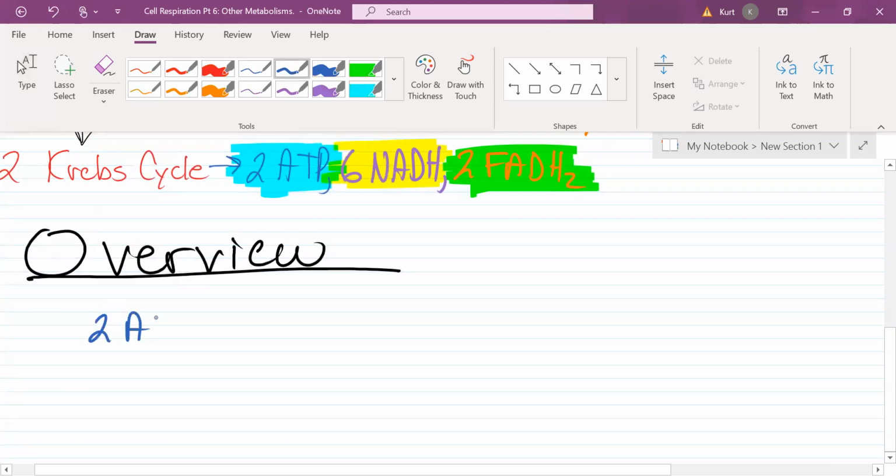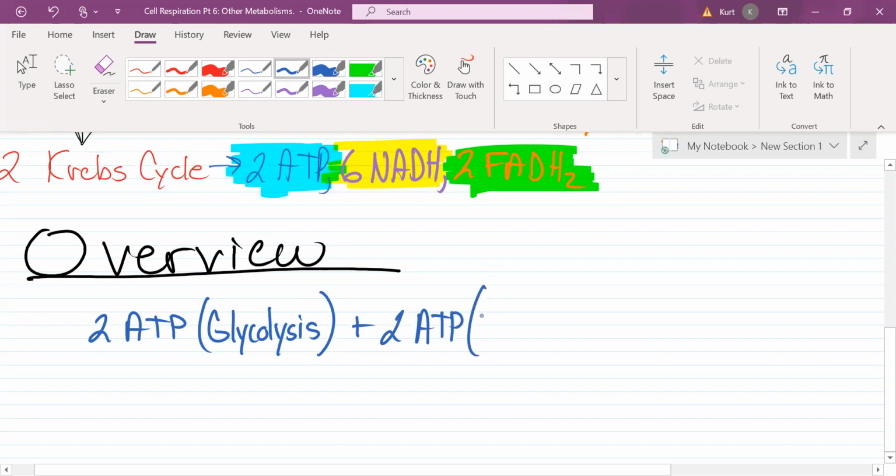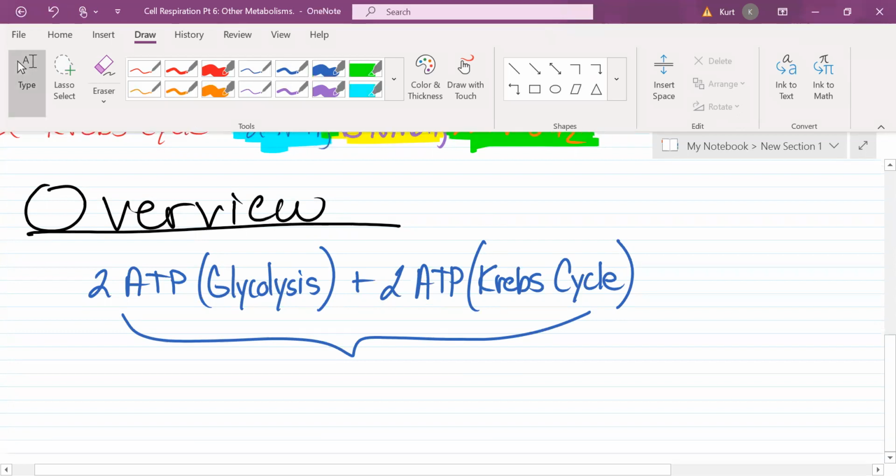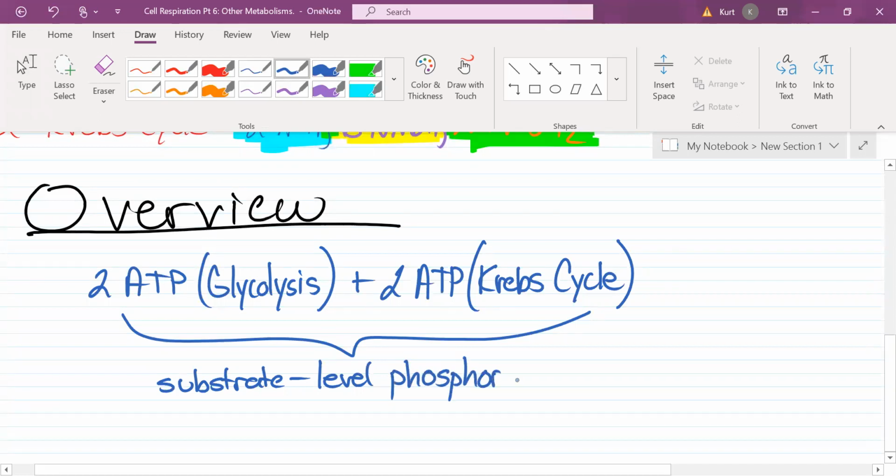You made 2 ATP from glycolysis. You make 2 ATP from the Krebs cycle. By what process are these ATP molecules made? Good. This is called substrate level phosphorylation. This just means that these ATP were created from the direct metabolism of a high energy molecule like glucose.